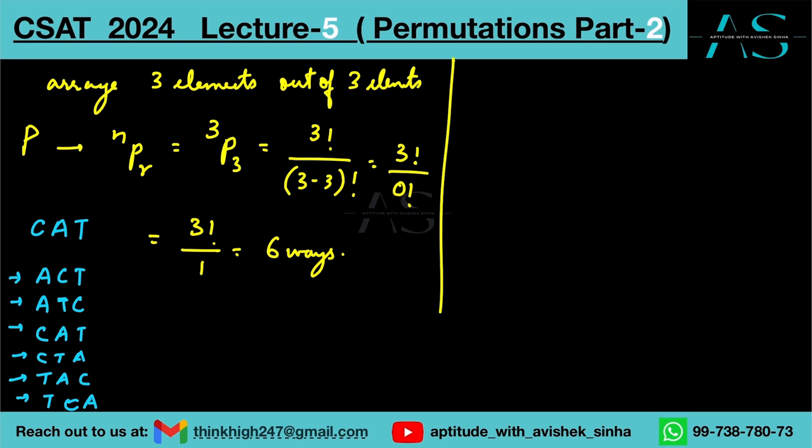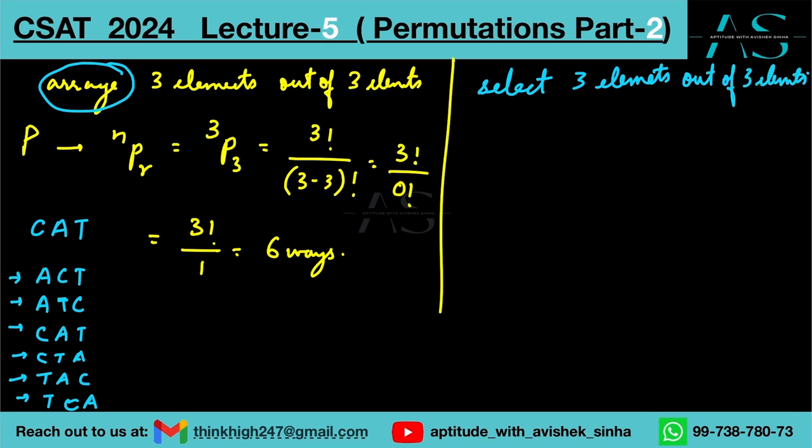Now, if I change this question to instead of arrangement, in how many ways can you select? You are just selecting, you are not looking out to arrange these elements, you are just trying to pick values. 3 elements out of 3 elements. How many different ways? You have to pick all. Okay, so now we are talking about combination.